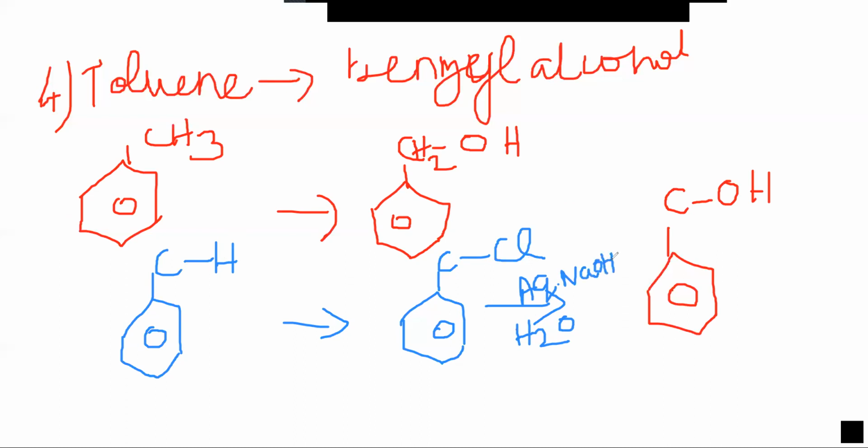Aqueous means water is also present, OH group. So instead of C-Cl, the OH group will get substituted. Similarly here, C-H bond, chlorine in the presence of hν. When you add chlorine, 1 HCl will be removed, 1 chlorine will get substituted. This is known as side chain substitution. Chlorine is not going inside the benzene ring.